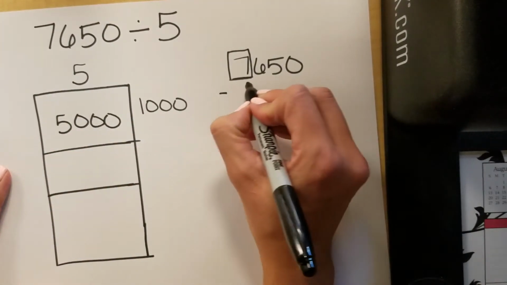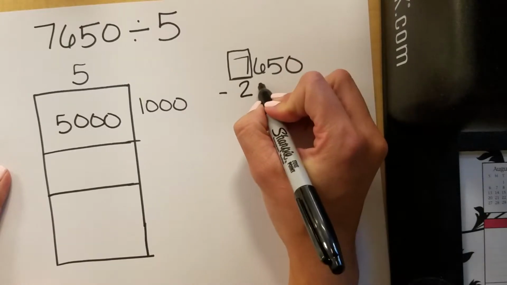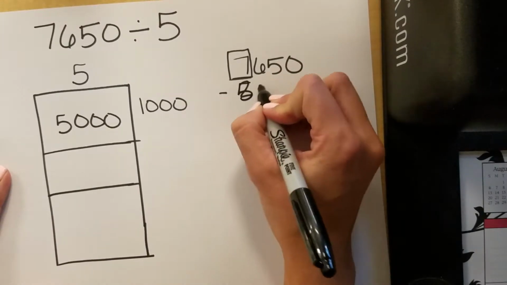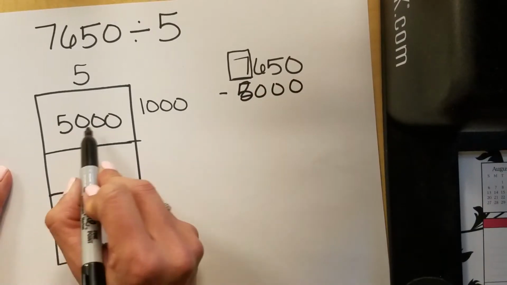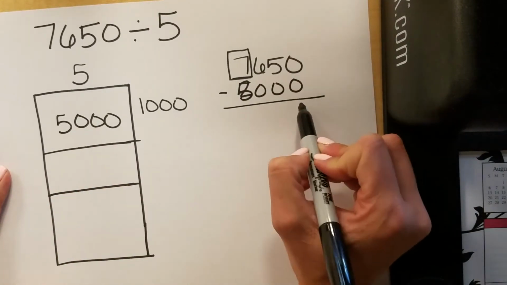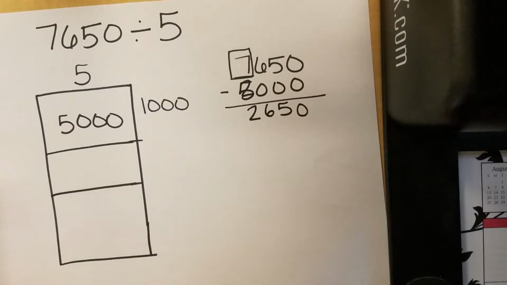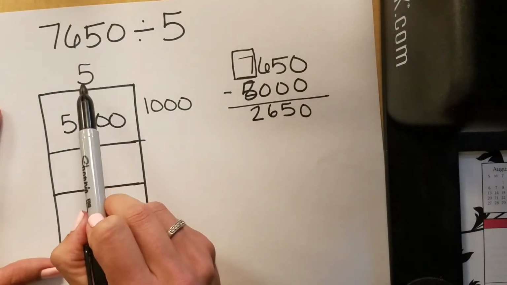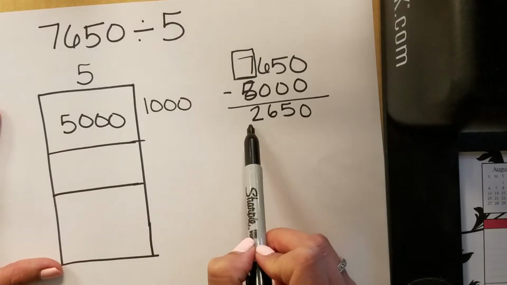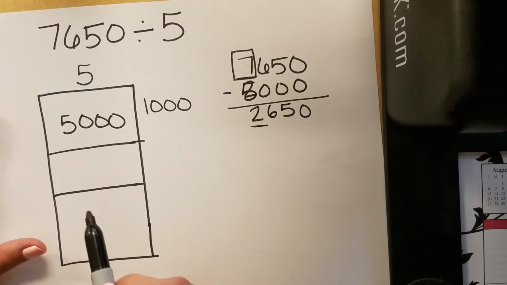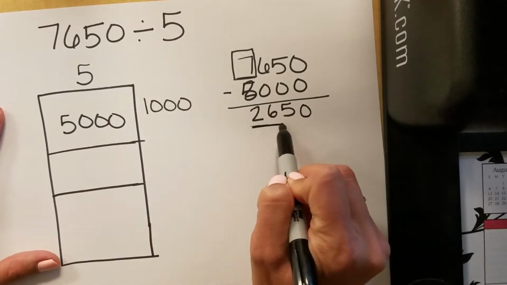I now subtract this 5,000 from my dividend. I get 0, 5, 6, and 2. Now I will try and divide 5 into my first digit. Here is 2. 5 will not fit into 2. So I need to put it into 26.